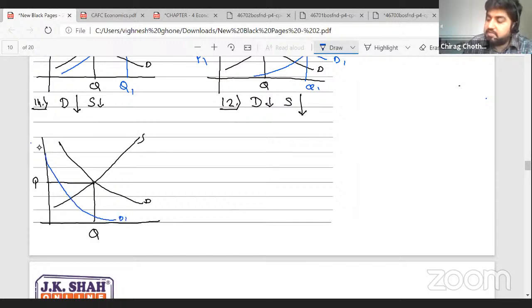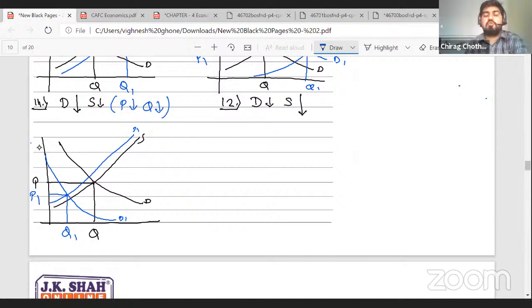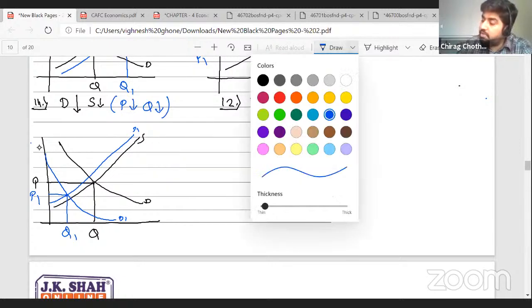What is happening to supply? Supply is also decreasing, but by a minute quantity, right? So what is happening to equilibrium quantity and equilibrium price? Both decrease. So equilibrium price also decreases and equilibrium quantity also decreases. Very clear in this. Similarly, next one, point number 12.